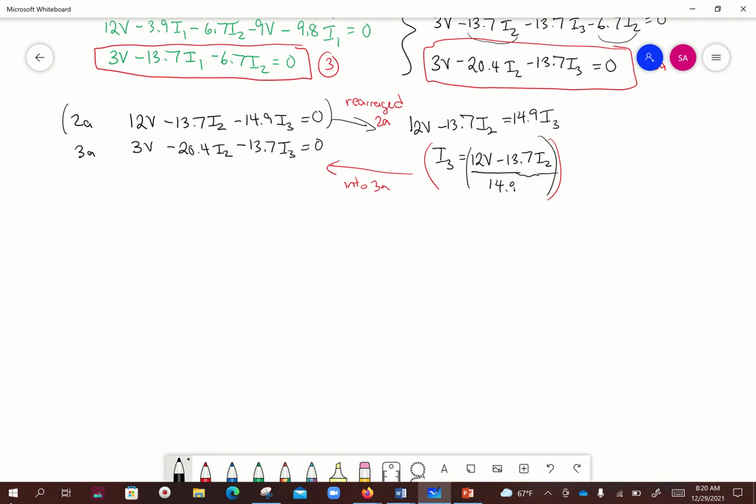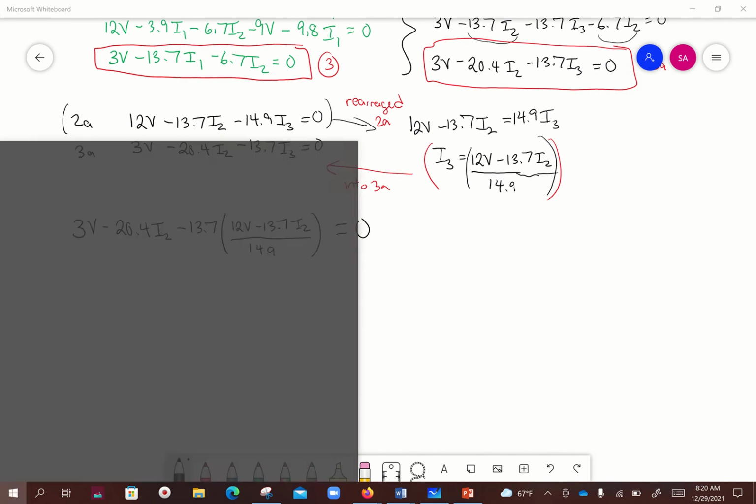All right, so now let me see. I'm going to rewrite 3a. So I've got 3 volts minus 20.4 times I2 minus 13.7, and instead of that I3, I'm going to write this down: 12 volts minus 13.7 I2 over 14.9. Okay, so now I'm going to have to do some math and some distributing. Oops, sorry, and that's equal to 0. So now you can see the only unknown I have in this equation is I2, so I can solve it.